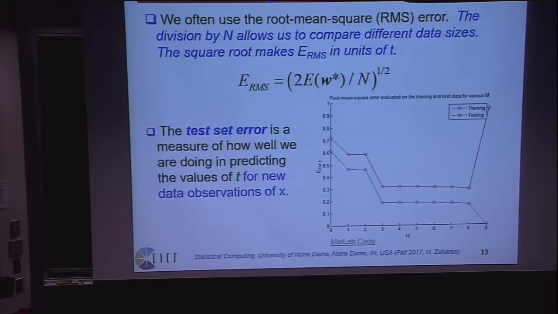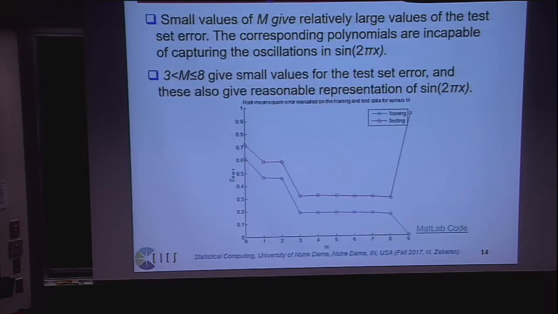But notice what happens as m increases. The testing error also goes down like this, but at some point, it blows up. So when you overfit, the test error goes up, which means you should not use a polynomial of order 9 here. Maybe anything in between is good, and because everything in between is good, maybe m equal 3 would be the best option because you have the least computational cost. All right.